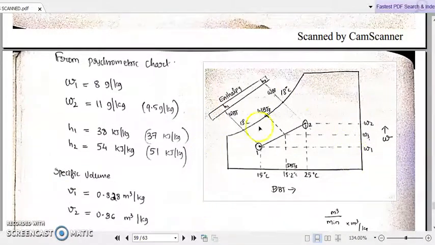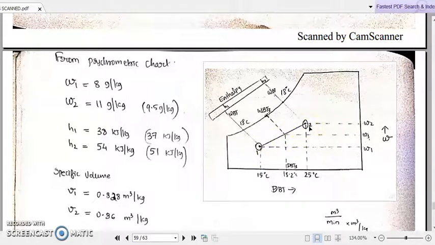So for that let us represent this line 1 to 2 on our psychrometric chart. All of you take your psychrometric chart and mark these points 1 and 2 using a pencil. Then, using a pencil itself, draw a line connecting 1 and 2.